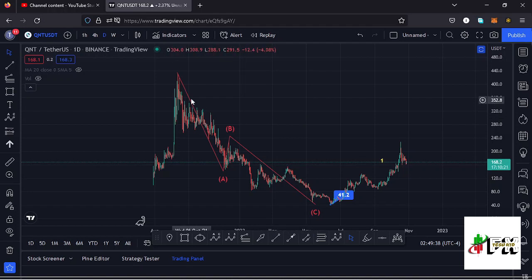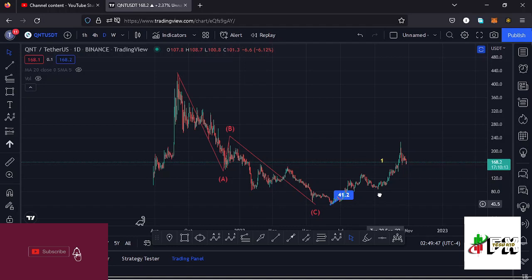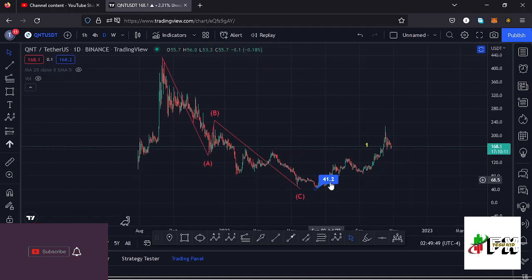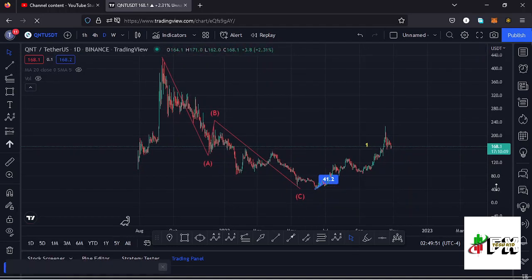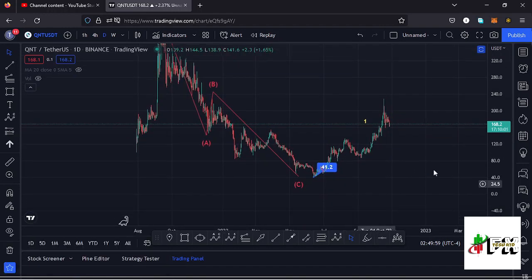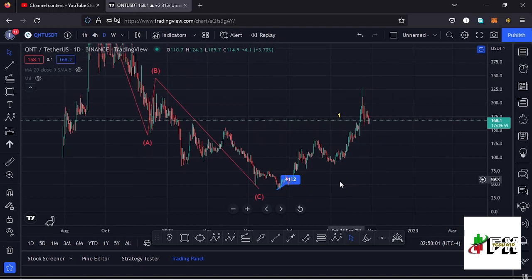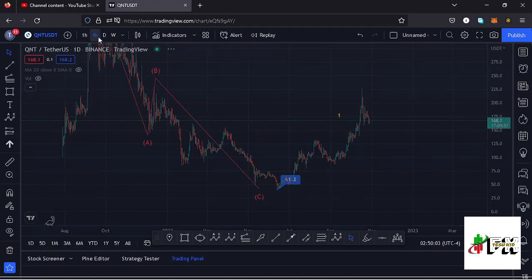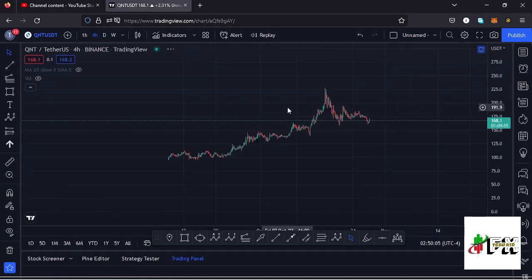Let me kickstart the video by giving a brief of what has been happening here on the Quantum chart. From the all-time high, we have been seeing lower prices in this massive ABC corrective movement, which has now taken us back to around the $41.2 mark, and after seeing that low, we have been seeing a very nice bounce to the upper side, which has been obeying the Elliott wave structures, as I will be showing you here on the 4-hour chart. So, jumping to the 4-hour chart for further analysis.